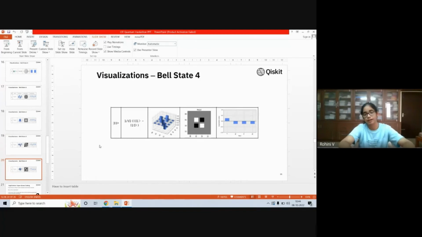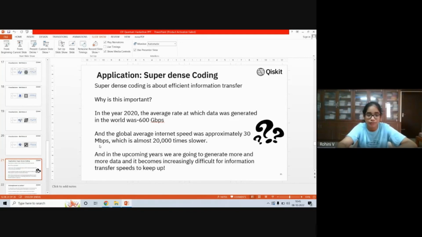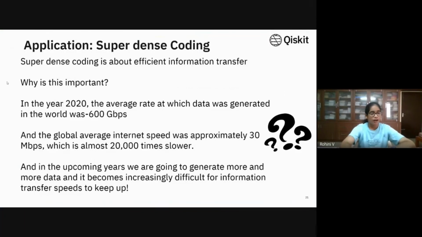We've learned about entanglement so far, and we've been amazed by this awesome property of quantum mechanics. So where are we using it in real life? The application is superdense coding. Superdense coding is about efficient information transfer. You're going to ask me why this is important and why we should learn this one, and I've got an answer for you.